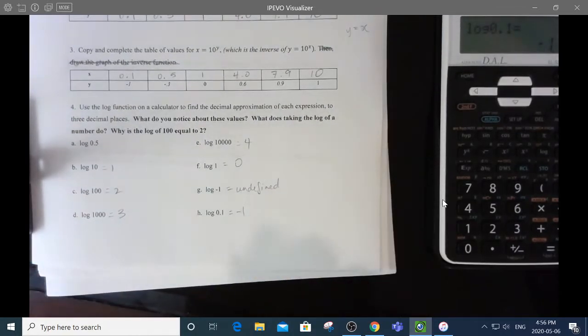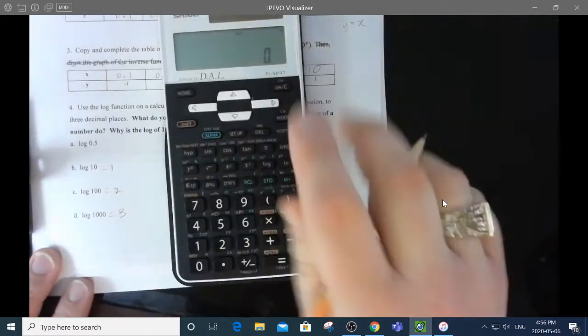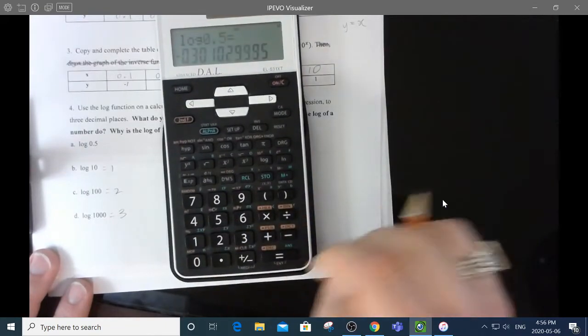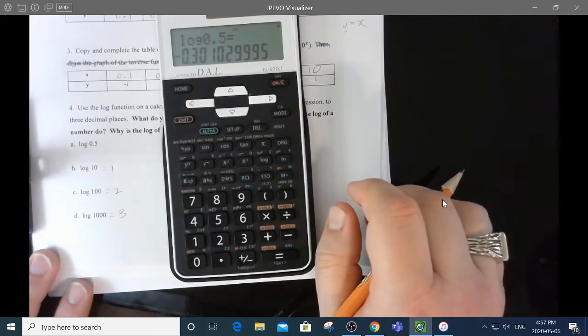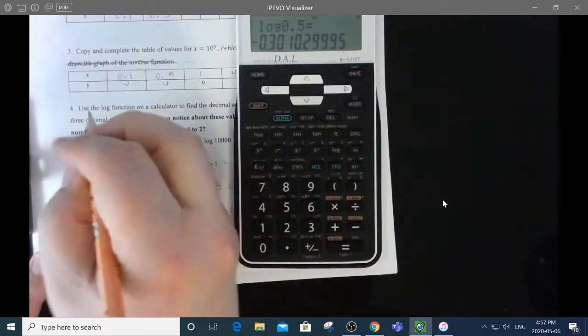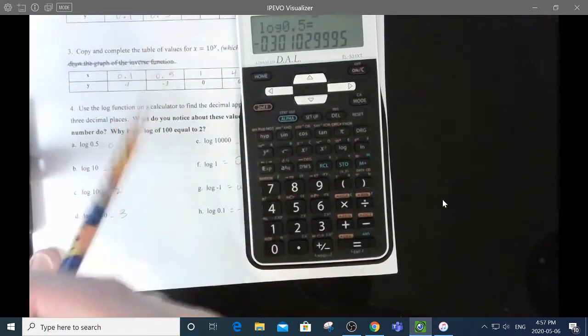All right. So, oh, and I guess I missed the very first one. What is the log of 0.5? So the log of 0.5 is negative 0.301. Oh, let me count. Let me just.